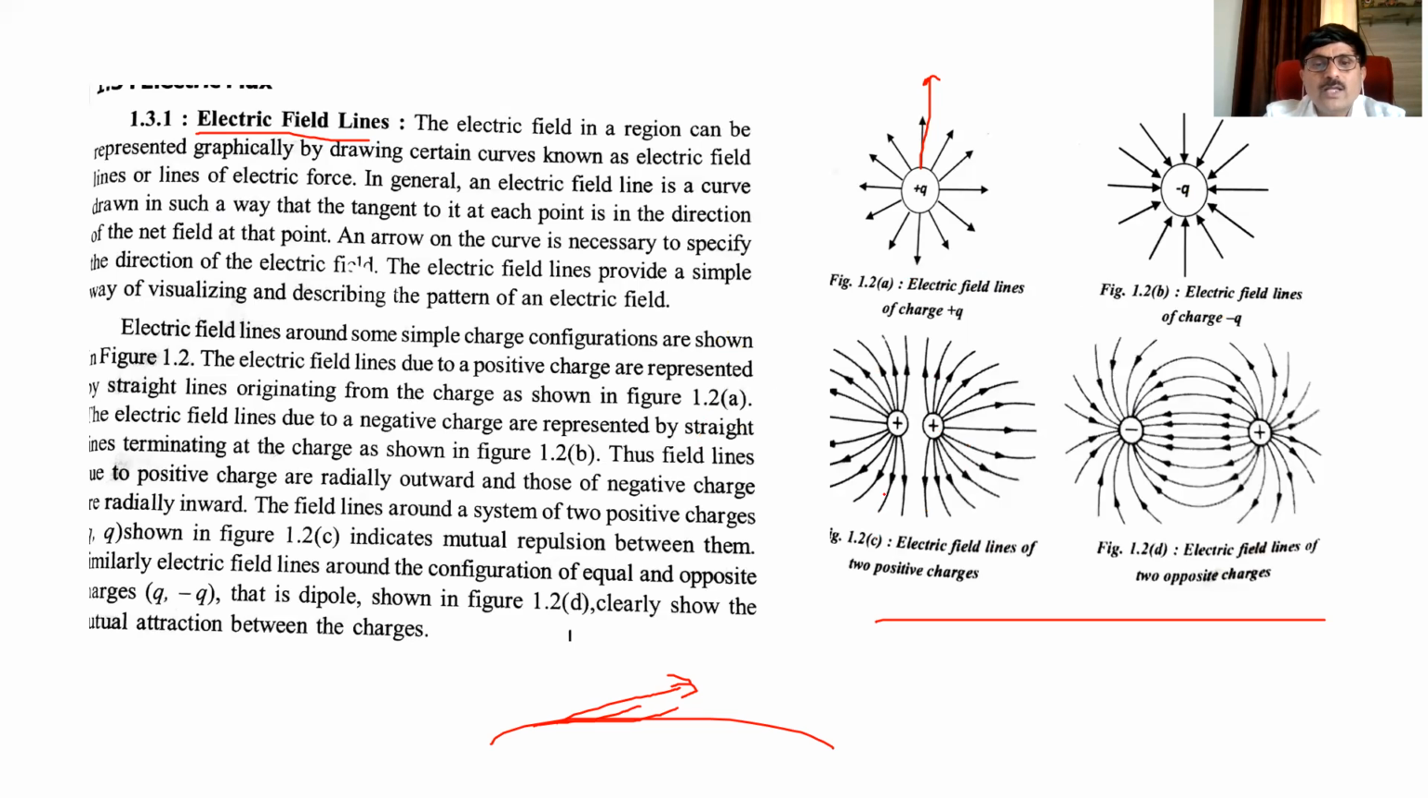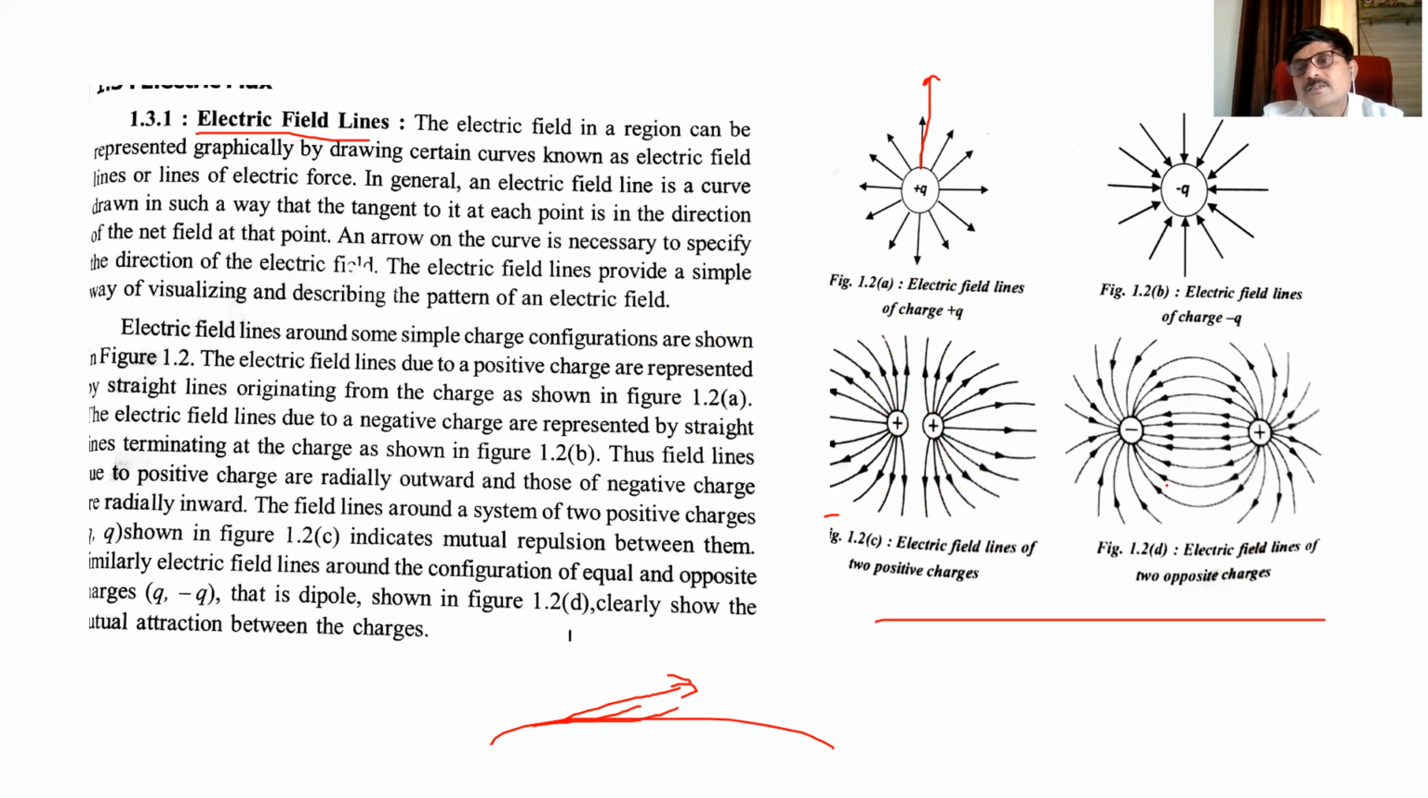We can also visualize the electric field lines due to two positive charges, because we know that two positive charges will repel. From these positive charges the electric field lines originate, and since both are positive charges, they will be repelled somewhat like this. The electric field lines because of the two positive charges, which are separated by a finite distance, will be represented in this way.